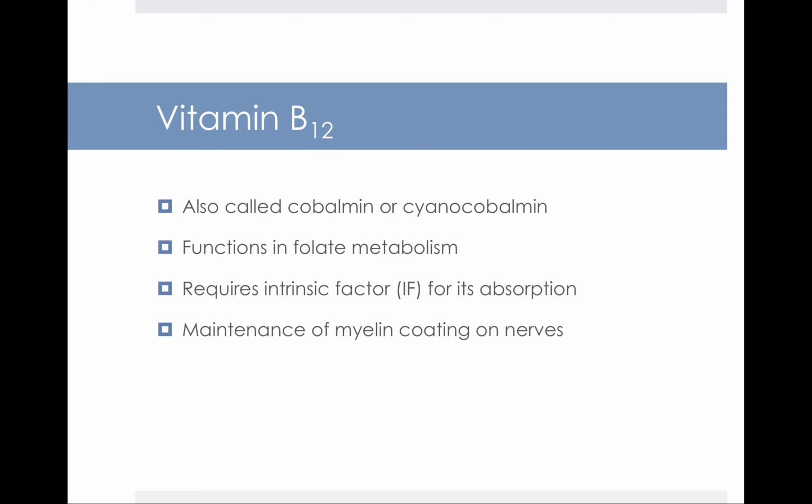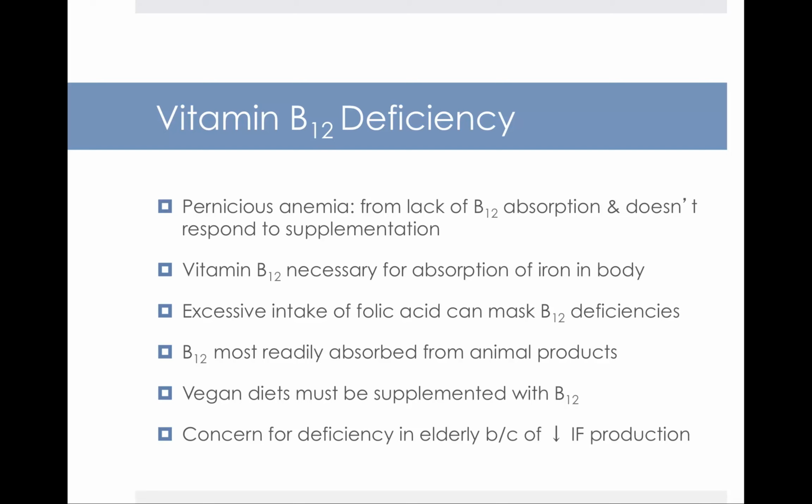And another thing that B12 does is to help maintain the myelin coating on your nerves. Again, as with all B vitamins, there's an important role in neurological health associated with this B vitamin. Vitamin B12 deficiency is called pernicious anemia. It occurs from the lack of B12 absorption.